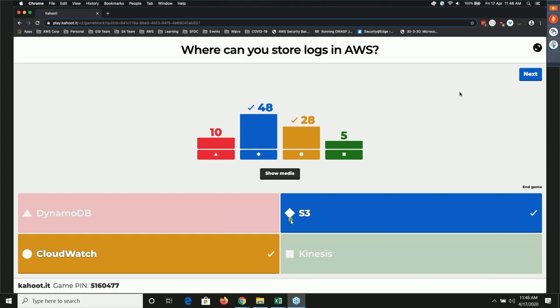So you can store logs either in CloudWatch Logs or in S3, right? With S3, you have data lakes where you can do a lot of processing on logs and other data. And CloudWatch Logs is the default destination for Lambda to push logs out to. So those two are the right answers.